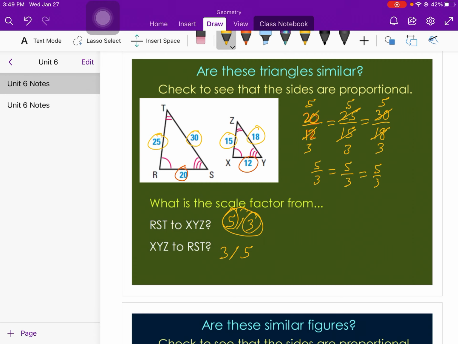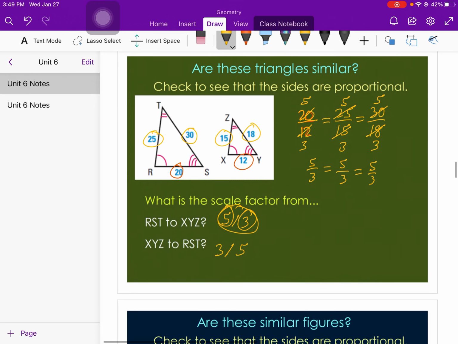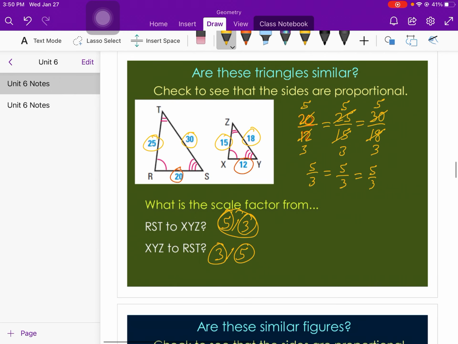Vice versa, if we go from the small figure, which is represented by the 3, it is on top, divided by the big figure, 5 on the bottom. This is because we have two separate figures, whereas before when we were talking about scale factor with dilations, the scale factor was referring to an image and its projection, like P and P prime. This time it's two separate figures. I don't want you to stress about this. Just do the best that you can. It takes time and practice, but we'll get it.